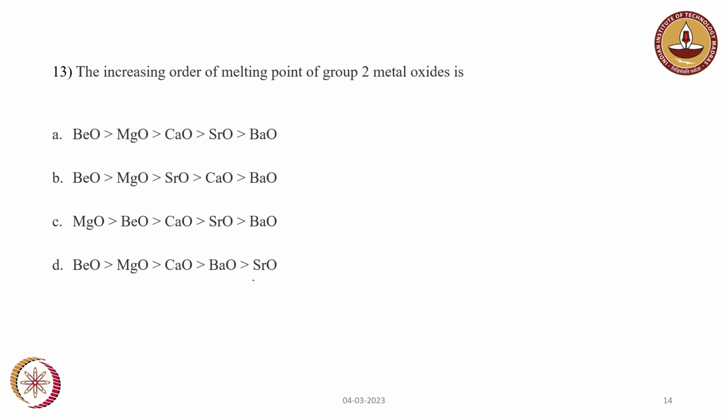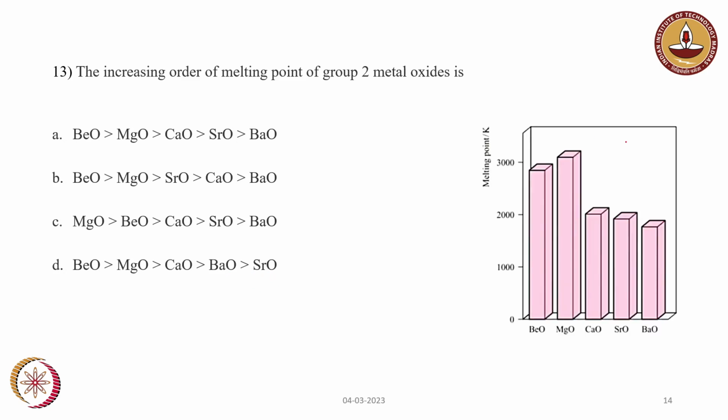So the melting points of oxides in group 2 are given here. Melting point is directly proportional to the lattice energy, and while moving down the group, lattice energy decreases due to the increase in size of the cation. So the melting point decreases down the group. So magnesium oxide has a higher melting point compared to beryllium oxide. So option C is the correct answer.